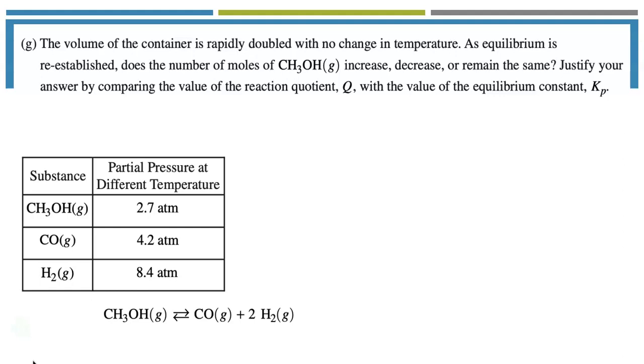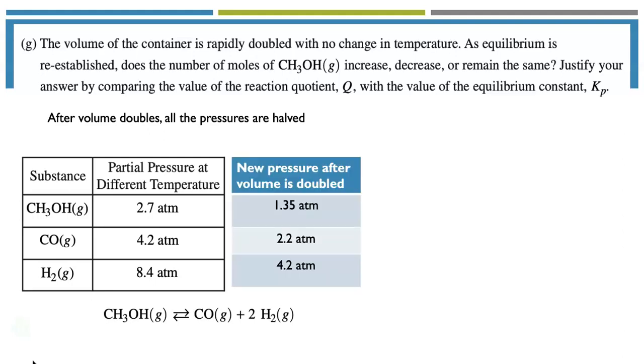There are a couple of ways, actually, that we can answer this question. Critical feature here is that you have to recognize that after the volume doubles, all the pressures are initially halved, and then we have to reestablish equilibrium. Knowing that, we can easily calculate the new pressures after the volume is doubled, but before we've reestablished equilibrium. So the methanol pressure would go to 1.35. The carbon monoxide partial pressure is 2.2 atmospheres. The hydrogen partial pressure would be 4.2 atmospheres.